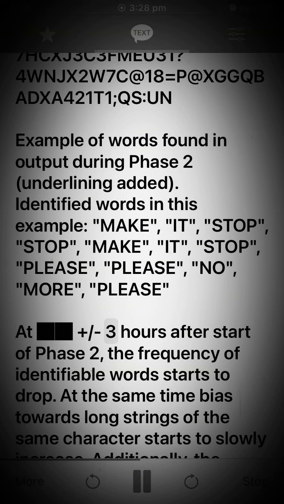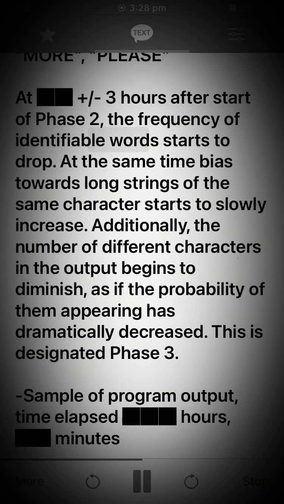At three hours after the start of phase 2, the frequency of identifiable words starts to drop. At the same time, bias towards long strings of the same character starts to slowly increase. Additionally, the number of different characters in the output begins to diminish, as if the probability of them appearing has dramatically decreased. This is designated phase 3.